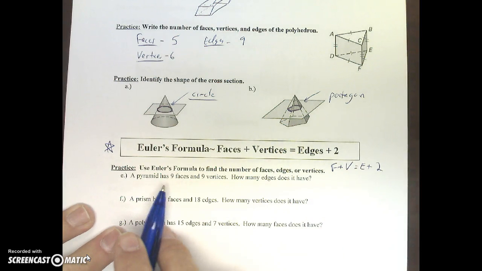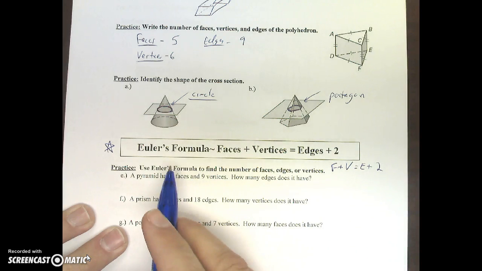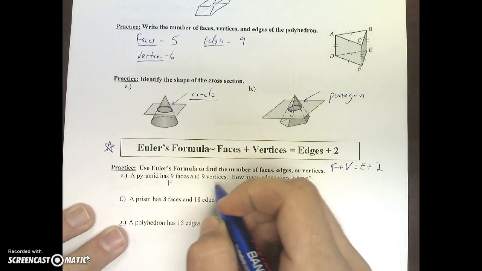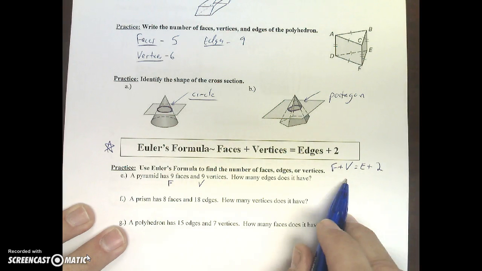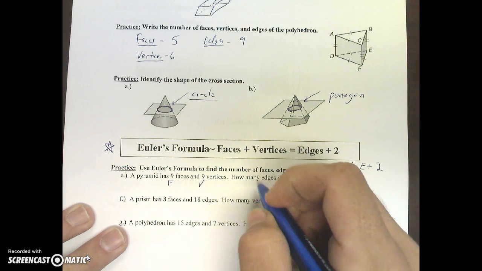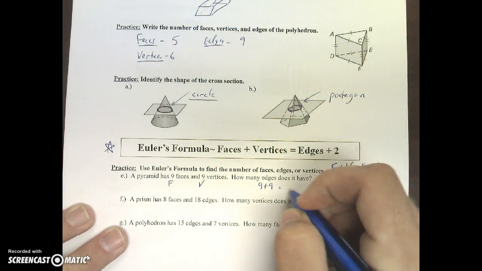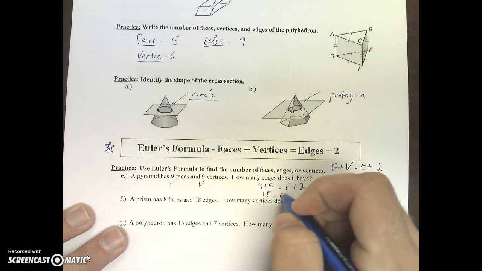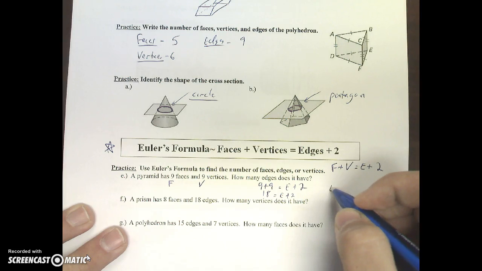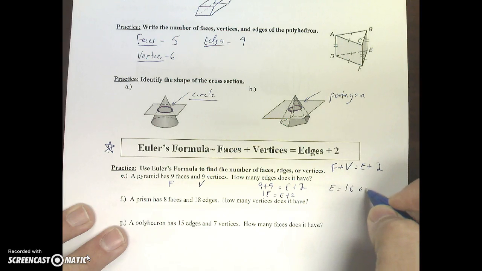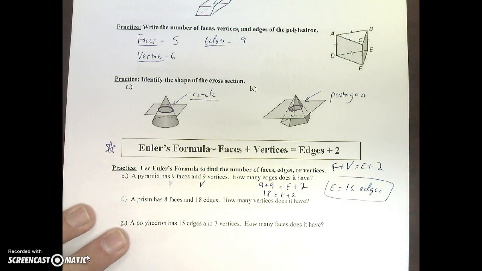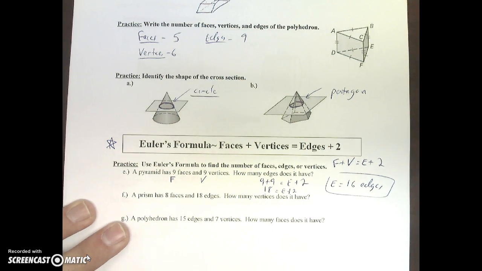What we're going to do is they're going to give you 2 out of these 3 things. So for example, a pyramid has 9 faces and 9 vertices. 9 faces is your F, 9 vertices is your V. I'm going to plug it into this equation. 9 plus 9 equals E plus 2. And yes, it is this easy. 18 equals E plus 2. Subtract 2 over. E equals 16, so it's 16 edges. This formula is beautiful because I don't need a picture and I can still find the missing edge or the missing faces or vertices.